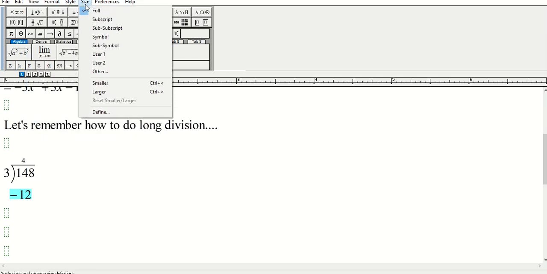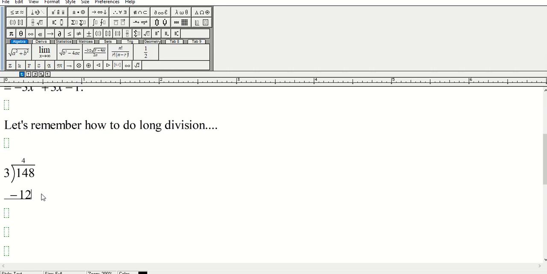Oh, I have no idea. All of these fancy things I can do in here, and I don't know how to make it underlined. All right, fine. I won't do it. Okay, fine. I'll try to fix it later.